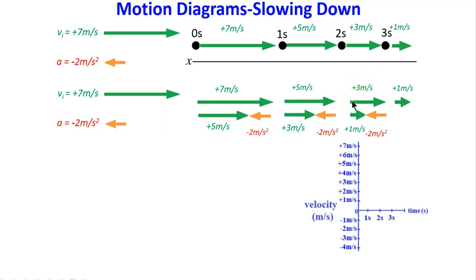At 2 seconds, you're now traveling at 3 meters per second to the right. You get pushed to the left by negative 2 meters per second over a period of 1 second. And now your final velocity is positive 1 meters per second.